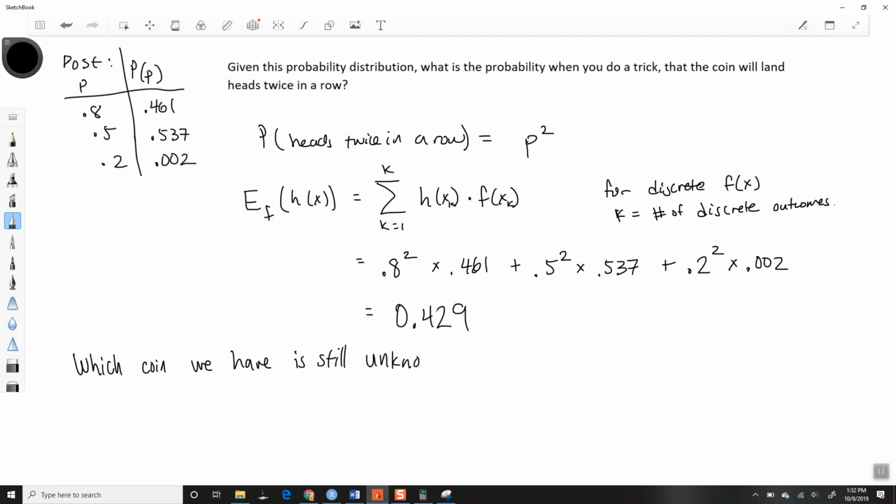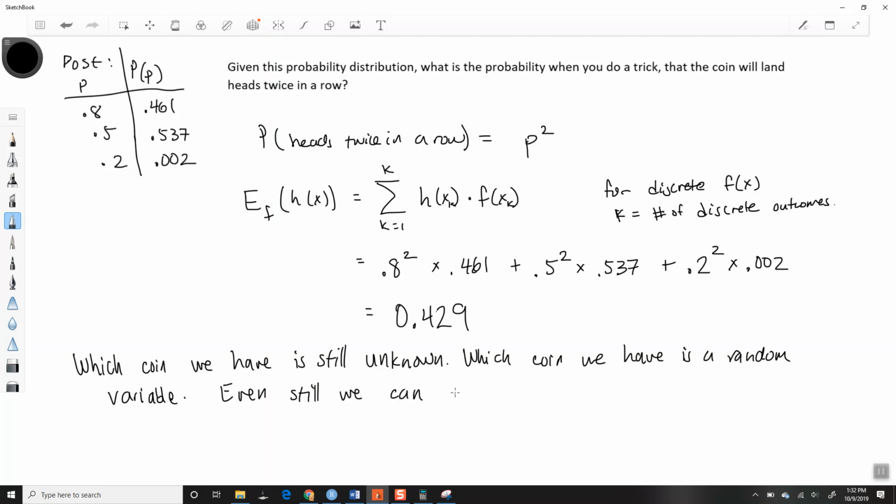It's still unknown, okay? Which coin it is is a random variable, okay? Even still, we can do calculations about future probabilities.